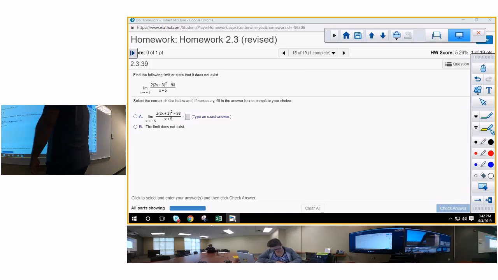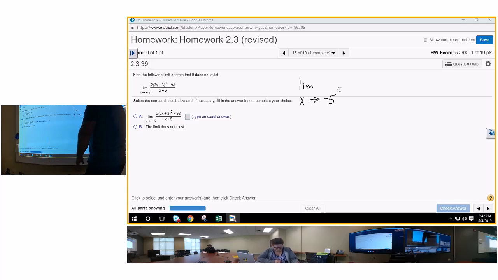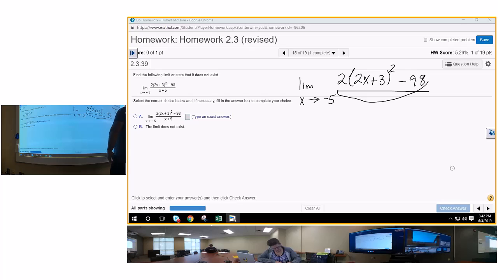All right. So limit as x approaches negative 5, look how much better that is, of 2 times (2x plus 3) quantity squared minus 98, over x plus 5.